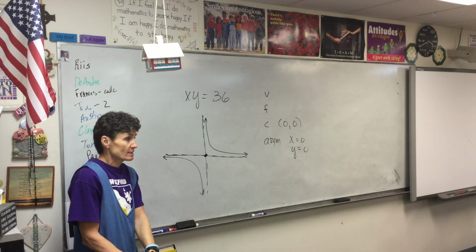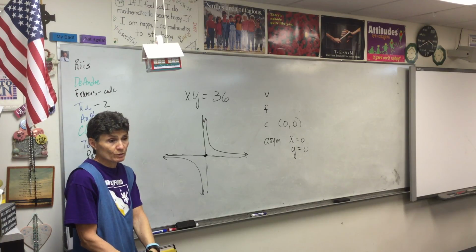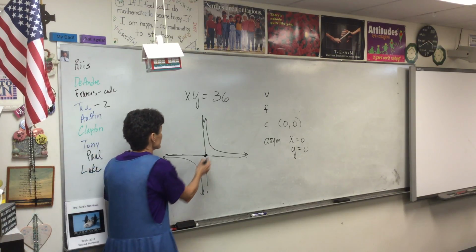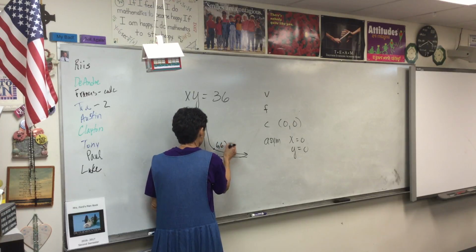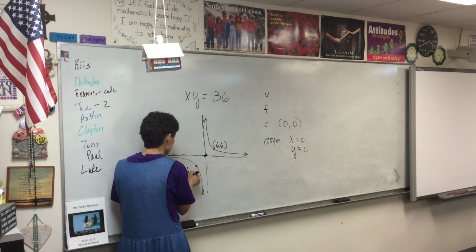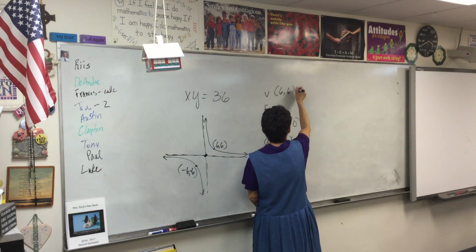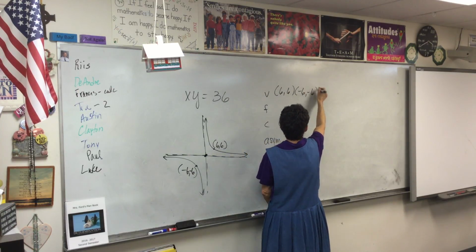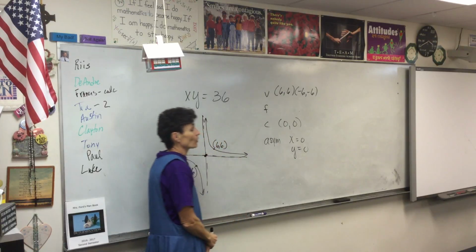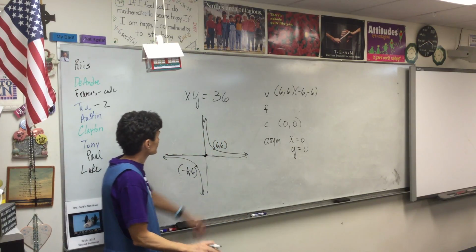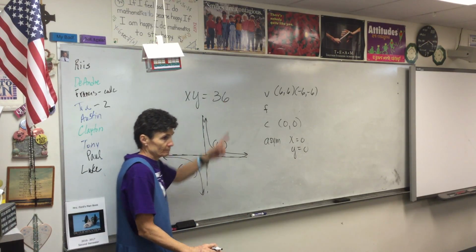Where are its vertices? Jack, put your head up. Where are its vertices? 6, 6, 6, 6, and -6, -6. So those are the vertices. For those of you that are really checked out, it's the square root of that number.